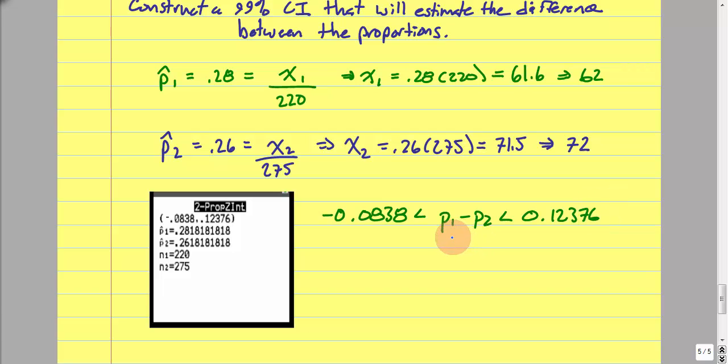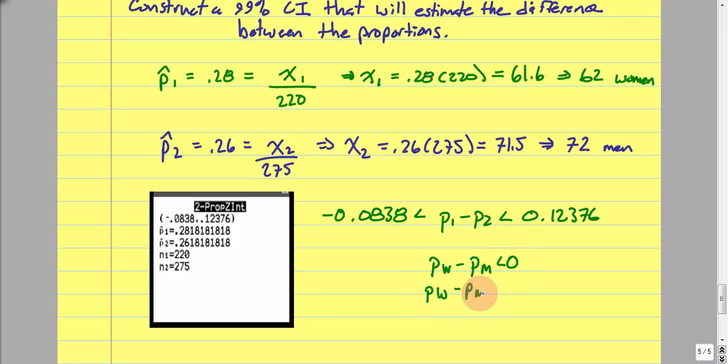So let's think about what P1 minus P2 was. This was the same: 1 was women. So let's go ahead and write women here. And then 2 was men. So if we want to interpret this, P1 was women, P2 was men. So women minus men, the difference was negative. It was less than 0.